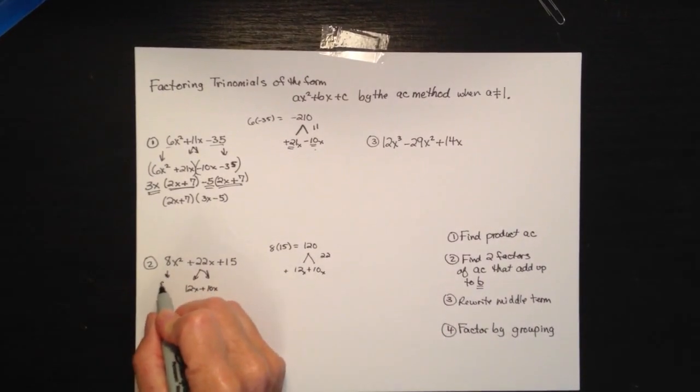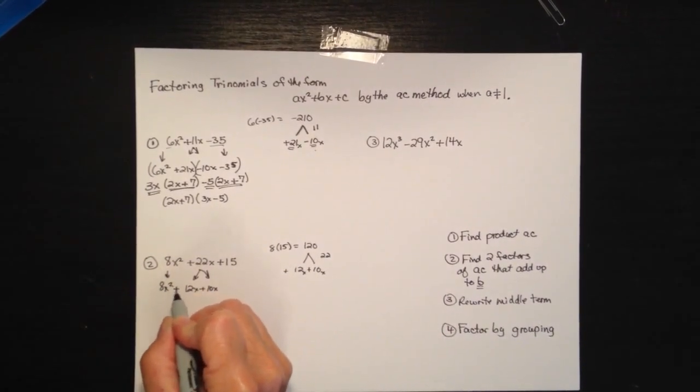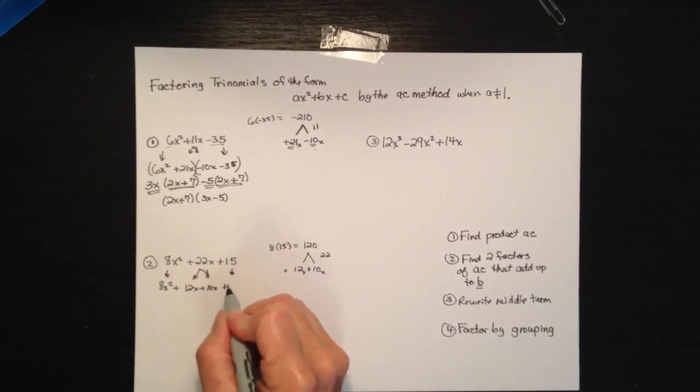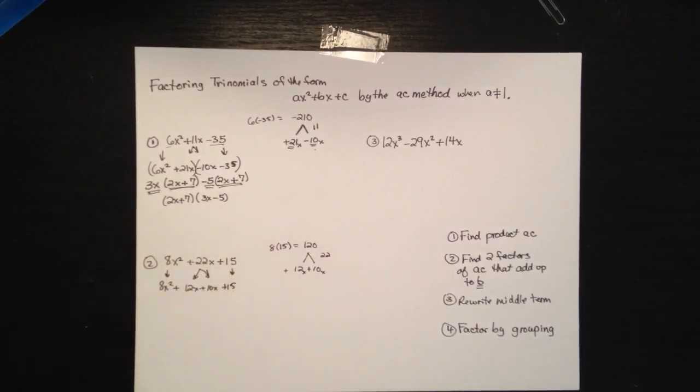Copy down the 8x squared. Copy down the 15. And now we have 4 terms. We're going to finish this off by factor by grouping. Group the first 2 terms, group the last 2 terms, pull out the greatest common factor from 8x squared and 12x. That's going to be 4x. We're left with 2x plus 3.